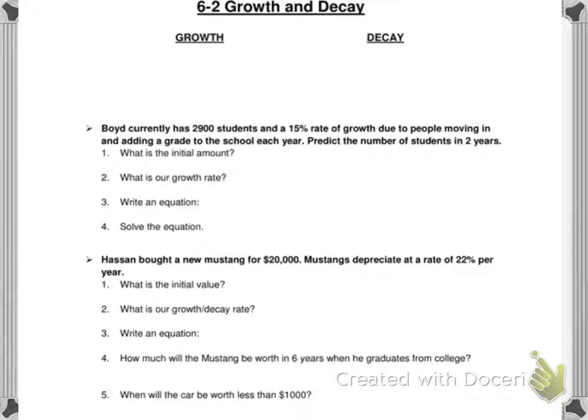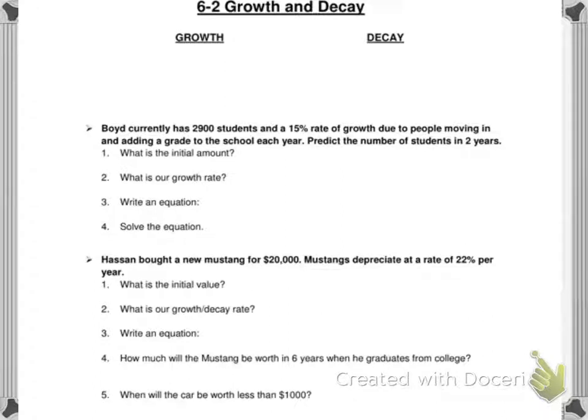Okay, so today we're going to be looking at growth and decay. These are real life situations where things increase in number or decrease in number. We're going to have two equations, and you're not going to have to memorize them because they will be up on the word wall.